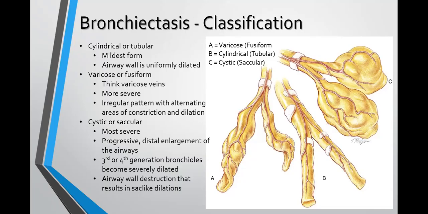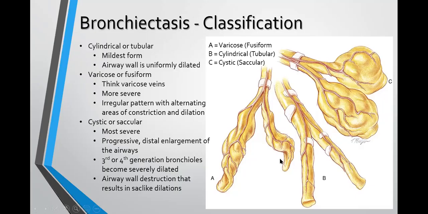All right. So look at A. A is your varicose part. Okay. That's the second most severe. The first one is cylindrical or tubular. That's like mild. That's number 1. If I've got to get it, I'd rather have this one, which is B. That's tubular, also known as cylindrical. It's evenly dilated all the way through.